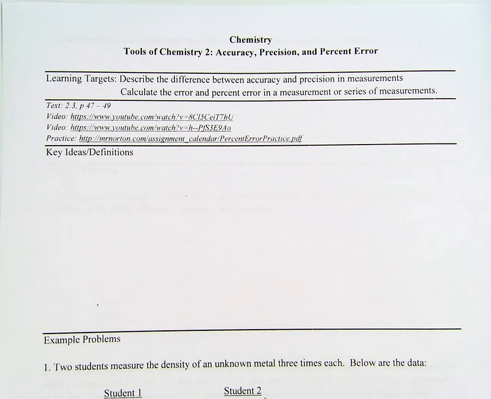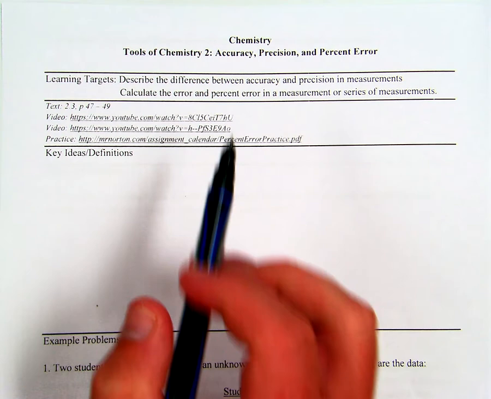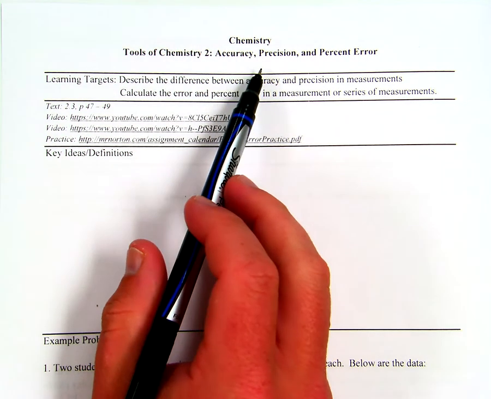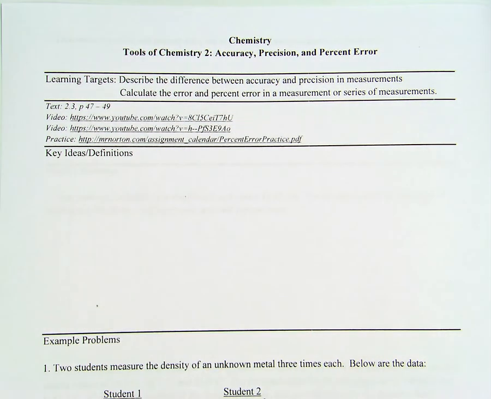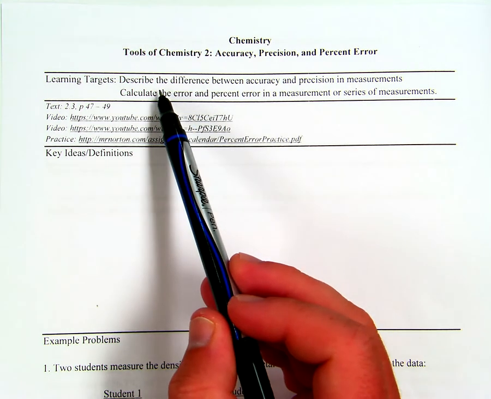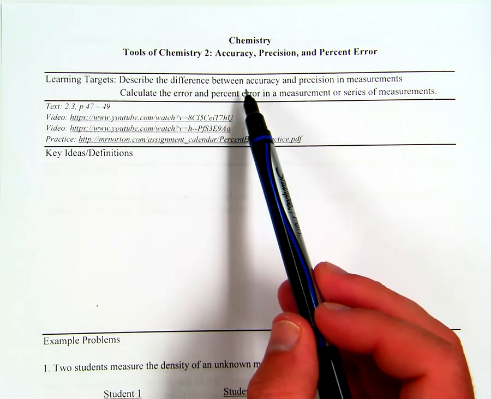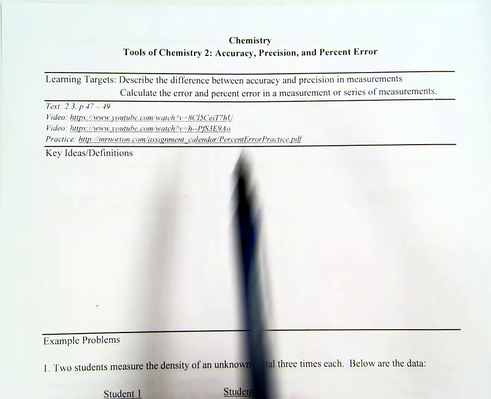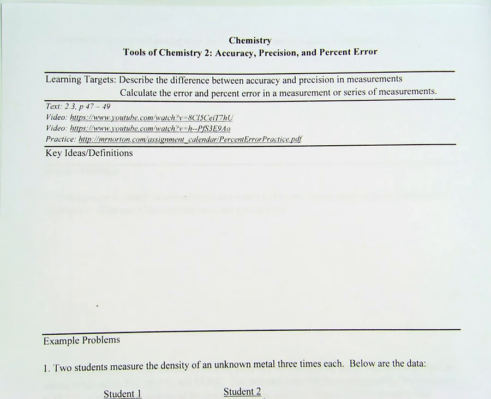The second video in our introductory chemistry unit, Tools of Chemistry, deals with accuracy, precision, and percent error. And you can see we have two learning targets here. First, we want to be able to describe the difference between accuracy and precision in measurements. And we also want to be able to calculate the error and percent error in a measurement or a series of measurements. And we'll be looking at both of those ideas here.